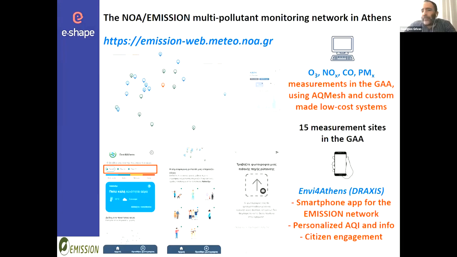Now, while the Panacea platform that we just saw is dedicated to PM2.5, we have also developed a network for multi-pollutant measurements using sensor-based systems in the Athens basin. Up to now, we have about 15 operating sites, and there are plans for expansion. Here, we are using the system that we have presented earlier, but also some custom-made low-cost systems similar to it that are developed by the University of West Attica.